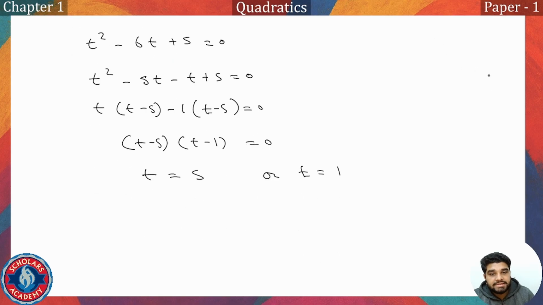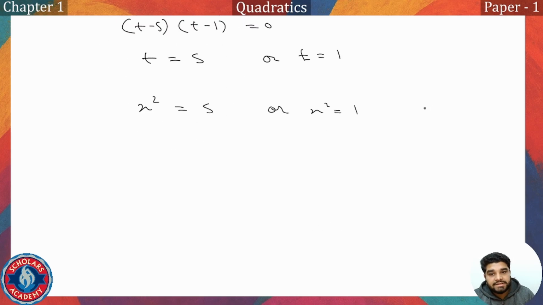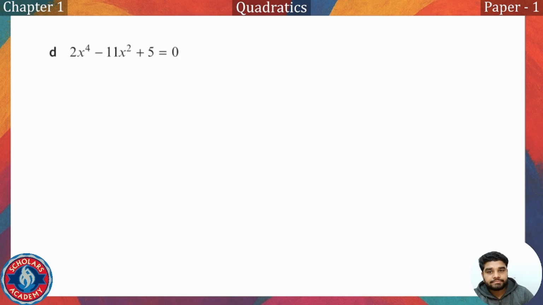And since t is x square, I will write it as x square is equal to 5 or x square is equal to 1. And I can say that x is equal to plus minus root of 5 or x is equal to plus minus root of 1, that is 1. These are the answers. Let's move forward.